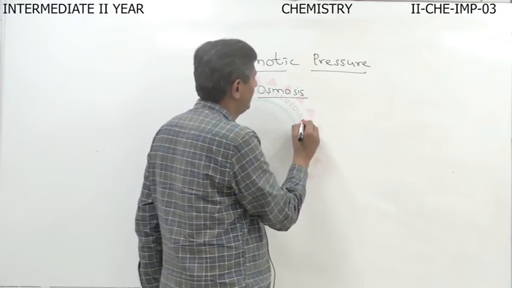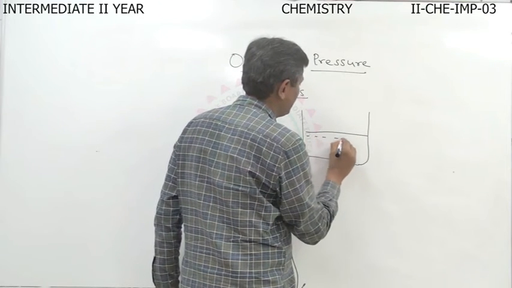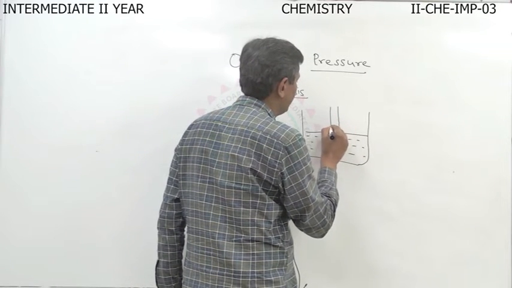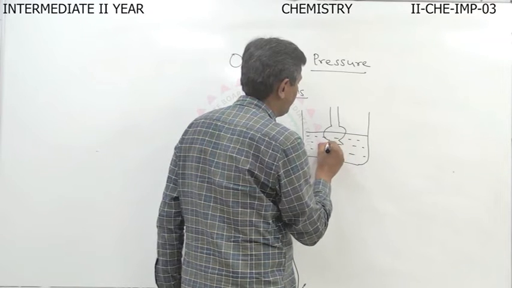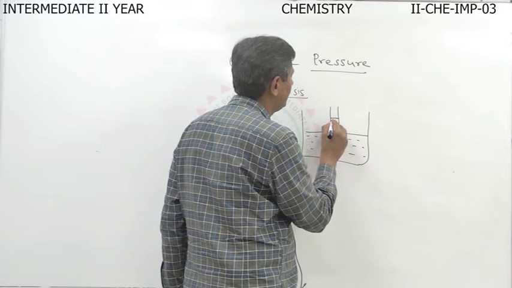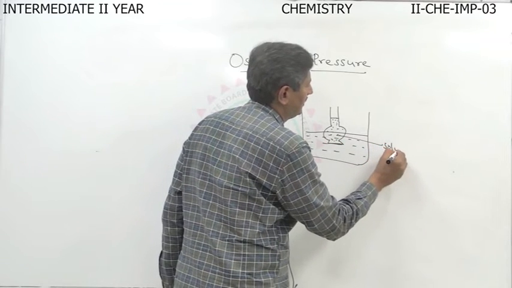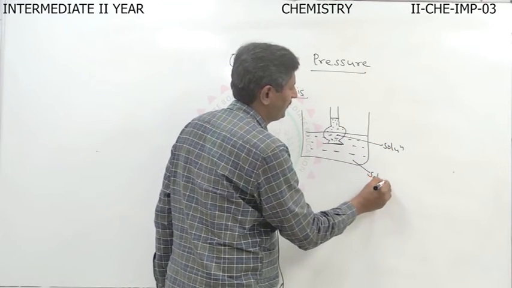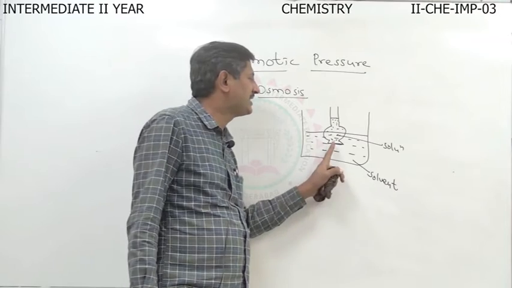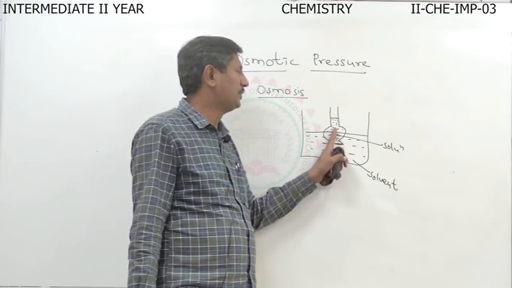Osmosis is the phenomenon in which a solvent is connected with a solution through a semi-permeable membrane. This is the solution, and this is the solvent. When solvent and solution are connected with a semi-permeable membrane, the passage of solvent particles into the solution is called osmosis.